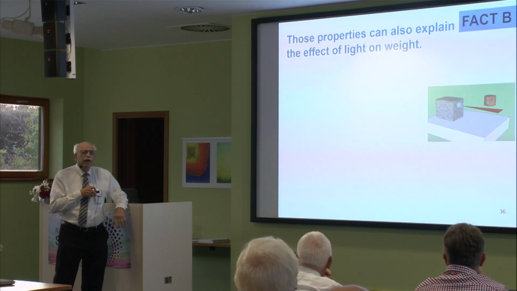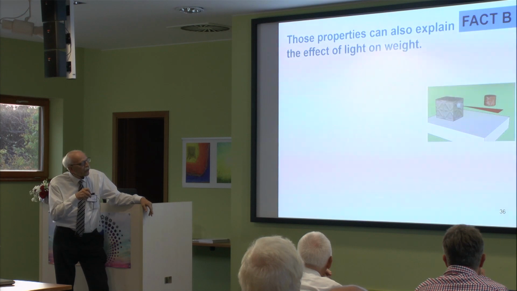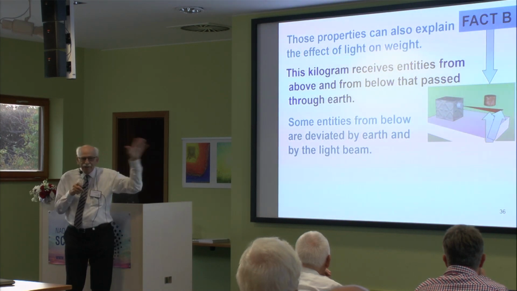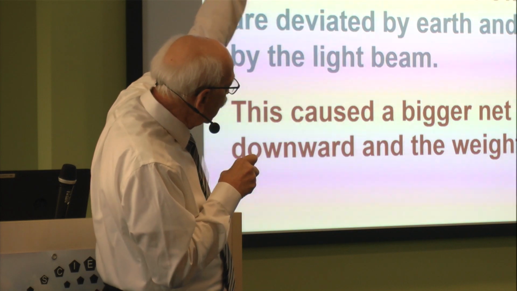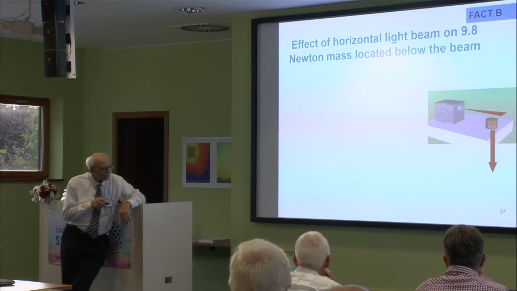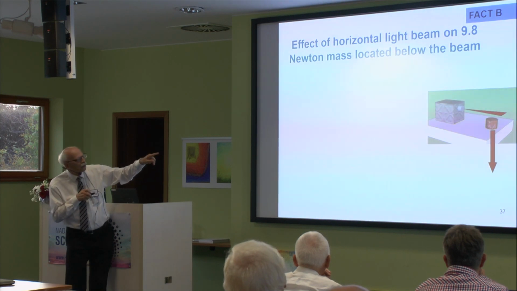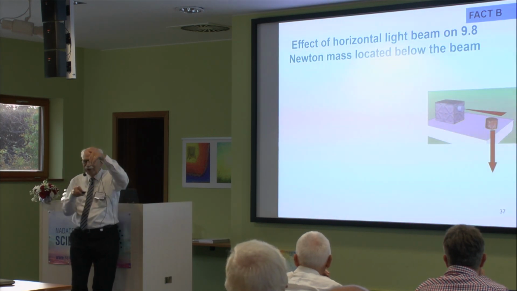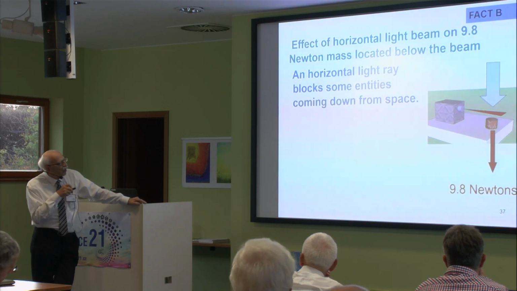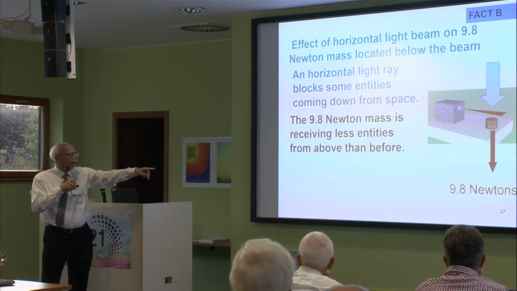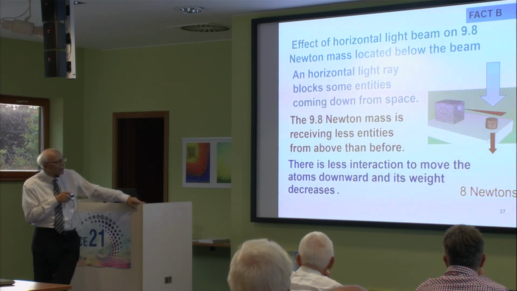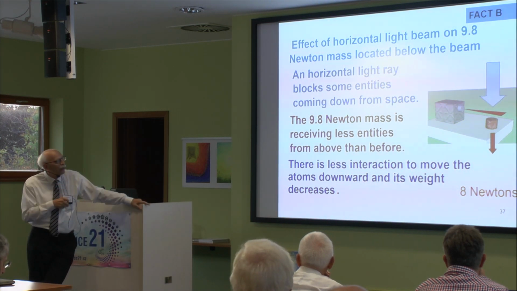Now, if we look at my experiment, a light beam under an object, you have gravity on each side. The one under is a bit diverted by the light. So what happened is the weight increases. No, sorry. If the light is over, it decreases. Sorry, we have to think about how the vector is there. Okay. And a horizontal light ray blocks some entities coming from above. If the light is over, then the 9.8 newtons will become, well, 9.6, okay? But I put 8 for fun. There is less interaction to move the atoms downward, so the weight decreases.